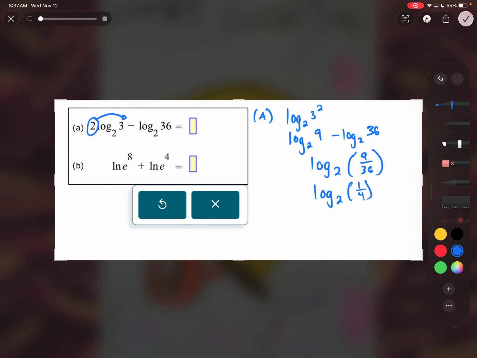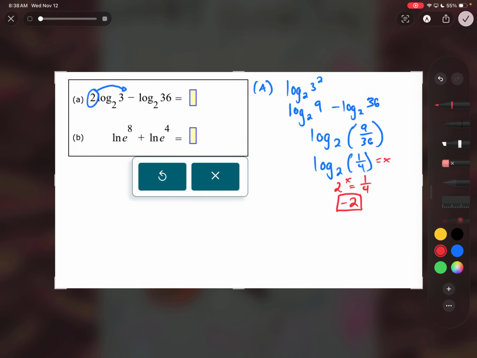Can I do this now that I've simplified it? So 2 to what power is 1/4? Any guesses? It would be -2. So this answer right here would be -2. Because 2 to the -2, you have to put it underneath, so 1 over 2 squared, and 1 over 2 squared is 1 over 4.